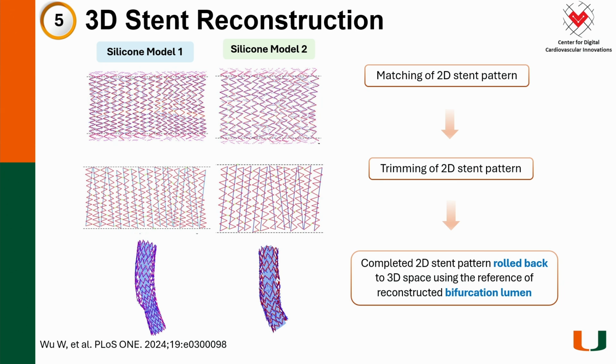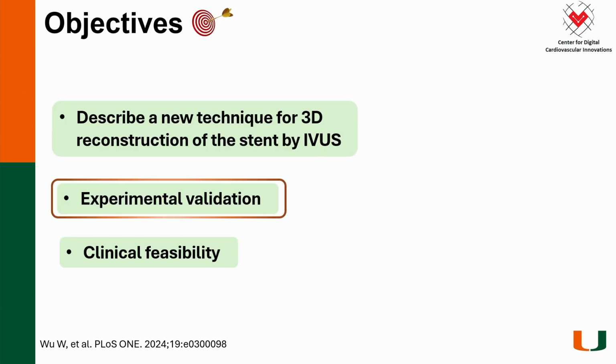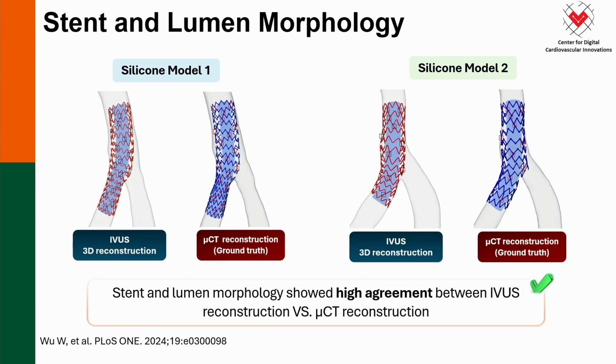And then we put it all into perspective, into the 3D reconstructed lumen. We roll this back to 3D space, and here you go. You have the 3D reconstructed stent, specific for this particular case, using the IVUS information. Experimental validation: how this compares to micro-CT, which is used as ground truth. First of all, ballpark, qualitatively, you see the stent morphology.